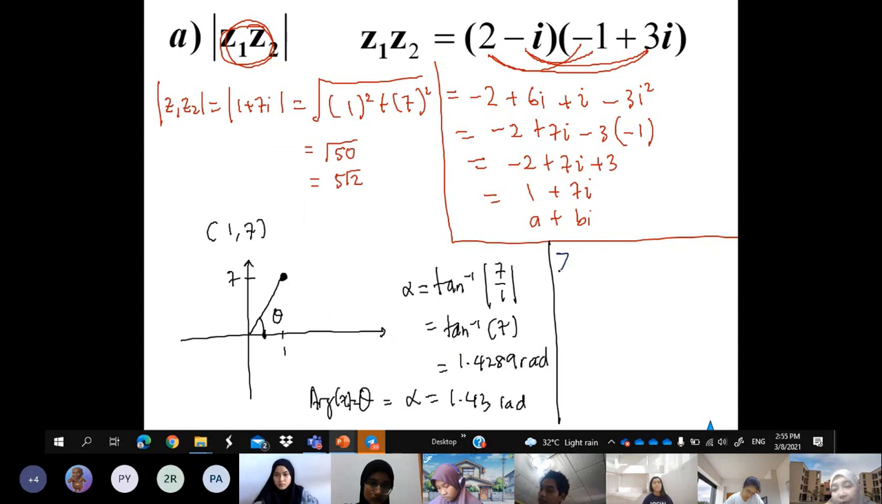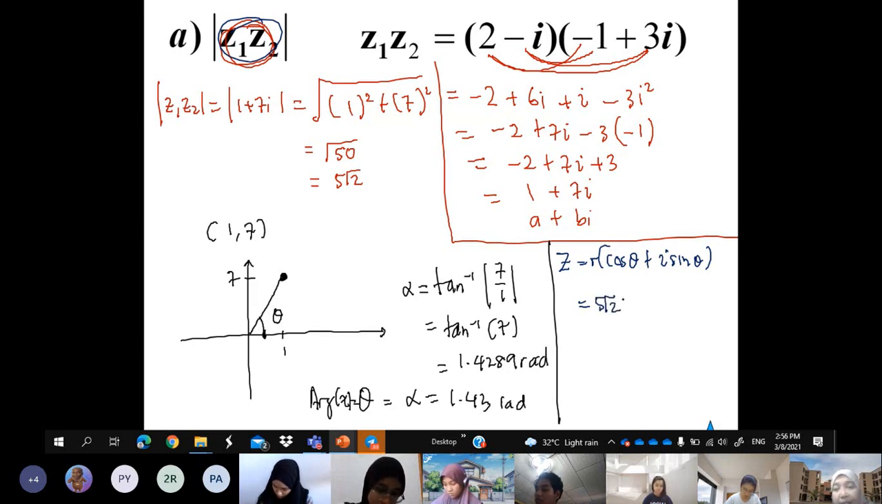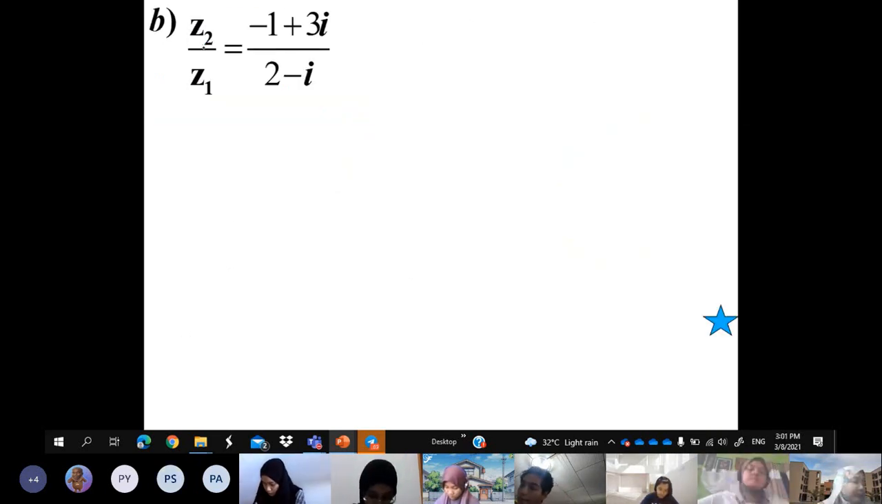Polar form is like this: cos theta plus i sin theta. So your Z, just like this. R equals 5 root 2, or root 50, cos theta. Cos theta is 1.43 radian, plus i sin theta, sin 1.43 radian. Done. Now we want to reduce to a plus bi.